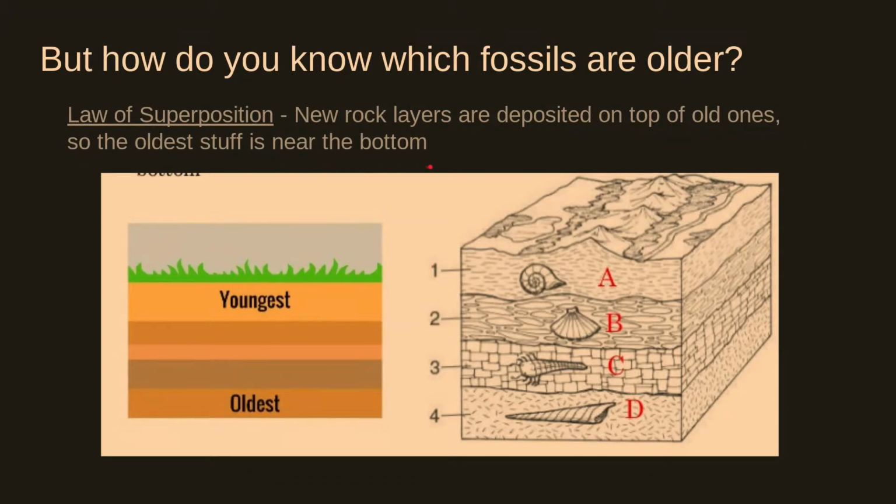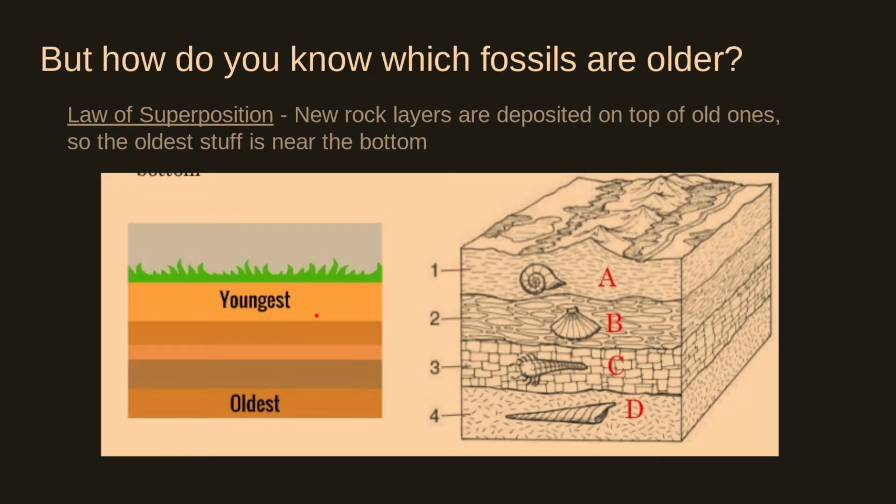The oldest stuff is near the bottom, okay? Kind of makes sense. So you've got some grass here. This grass dies, decomposes, becomes dirt, gets deposited as dirt on top. Now more grass grows on top of that dirt, dies, decomposes, is a new layer of soil. New grass grows on top of that. So we have our oldest soil down here and our youngest up here.